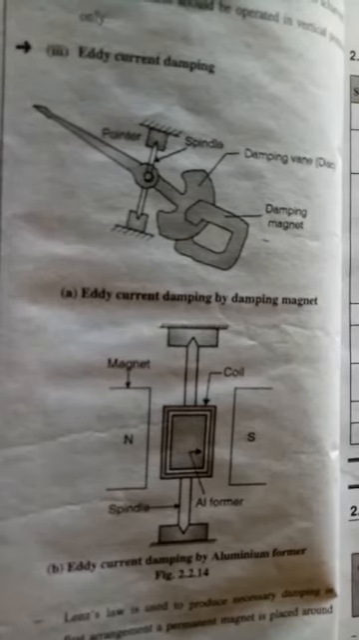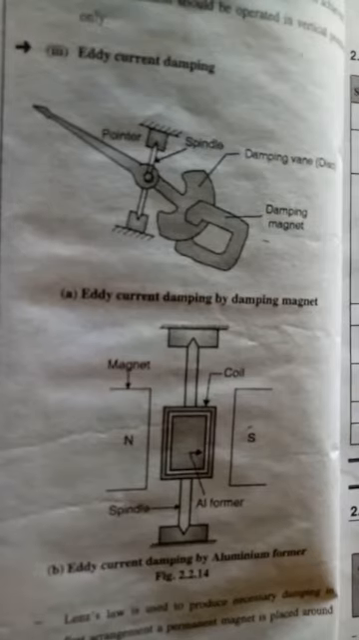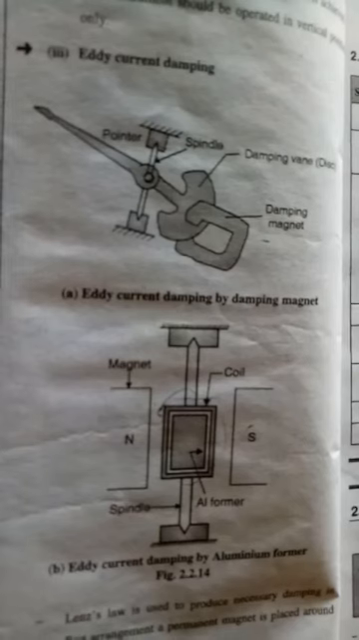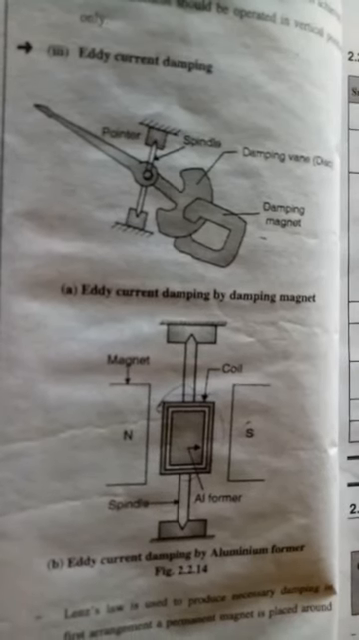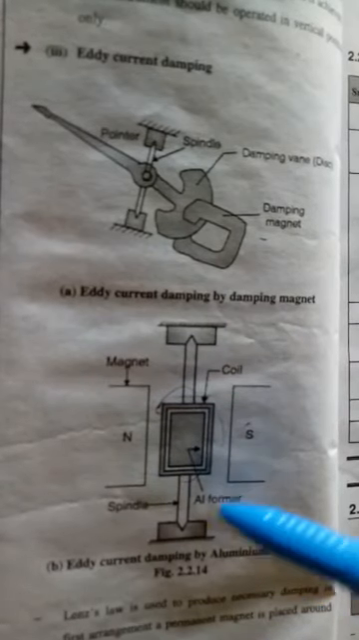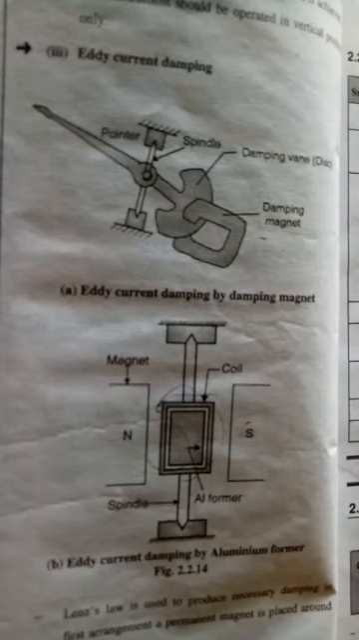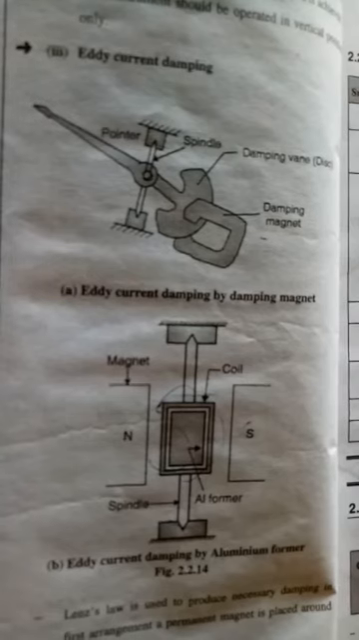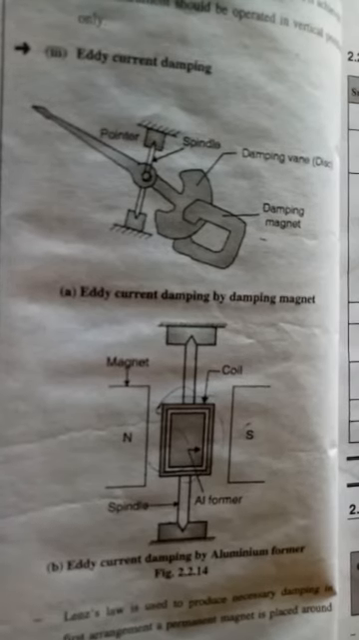In the second arrangement, the coil is wound on the former supported on the spindle. The former also rotates with the coil and cuts the flux present around it. The flux is produced by the permanent magnet surrounding the coil. Thus an EMF is induced in the former, opposing the cause producing it.